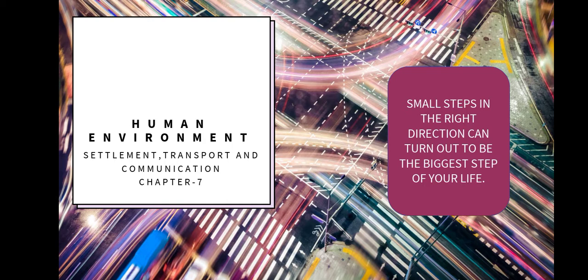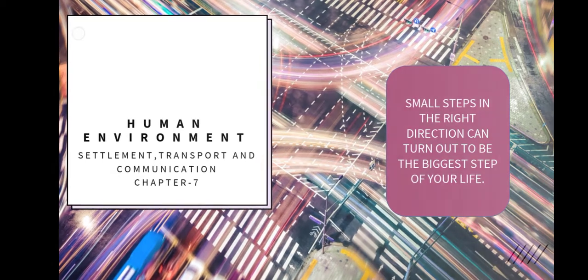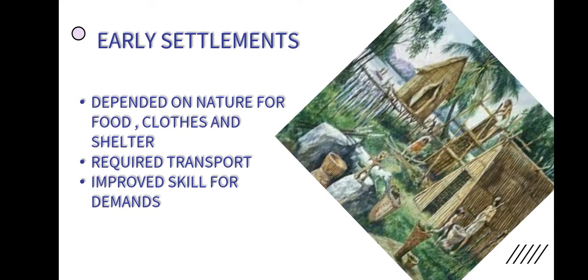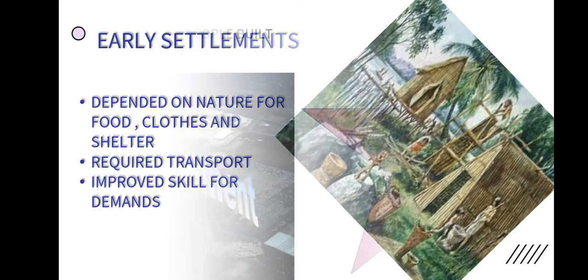Today, we are going to start Chapter 7: Human Environment, Settlement, Transport and Communication. You know that early humans entirely depended on nature for food, clothes, and shelter. They also required transport for movement, so they tried to improve skills to cope up with their increasing demands.